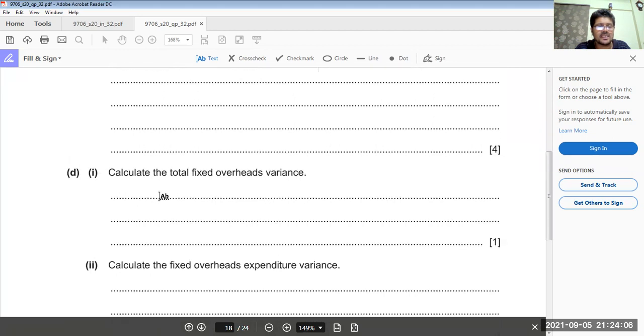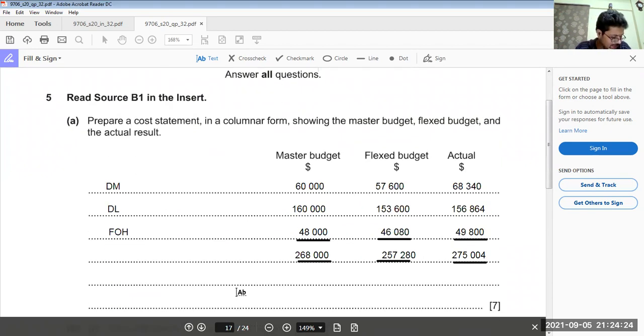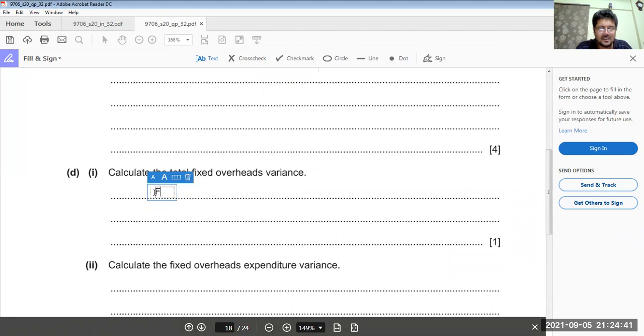Total fixed overhead variance is easy to calculate. Now, according to the budget, actual overhead is 49,800 and flex overhead is 46,080. So the answer is again adverse total overhead variance. So what we are going to do? Fixed overhead variance is equal to 49,800 minus 46,080 flex budget, and the answer is 3,720, and it is adverse.